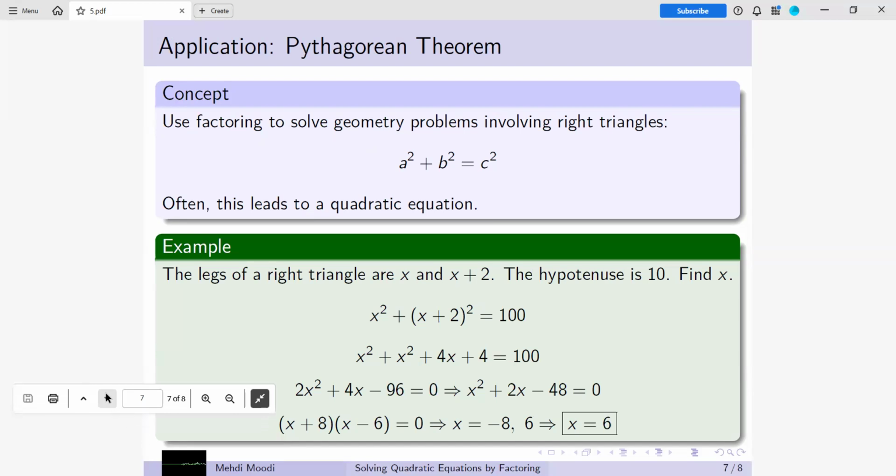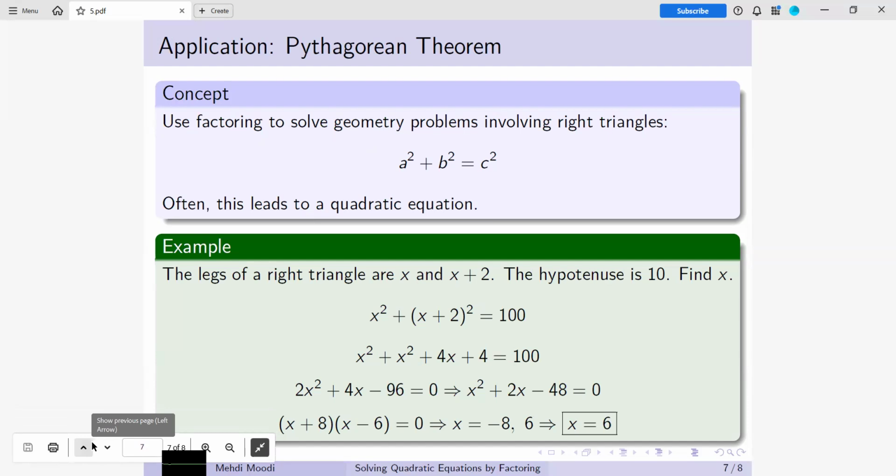This is where factoring meets geometry. We use the Pythagorean theorem to set up an equation, simplify, and solve by factoring, just like we've practiced. But there's one extra step here: interpreting the solution in context. Not all roots make sense in real-world problems, like getting a negative length. That's where mathematical judgment comes in.